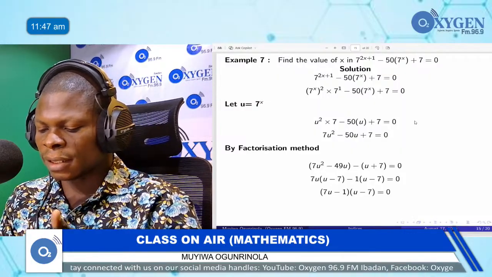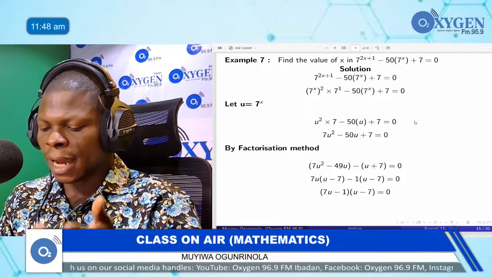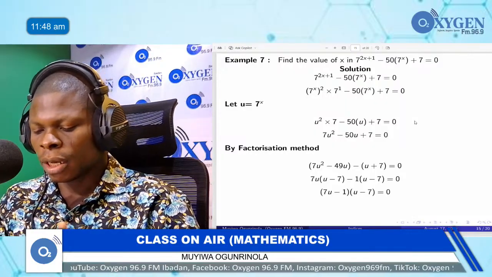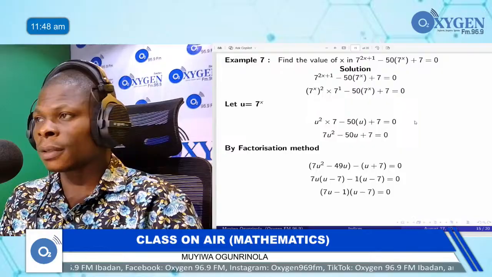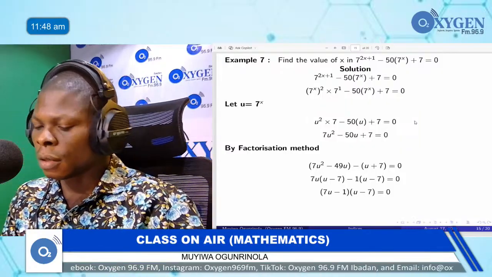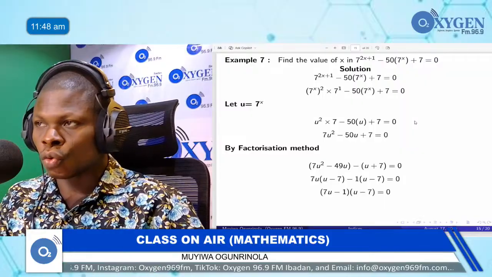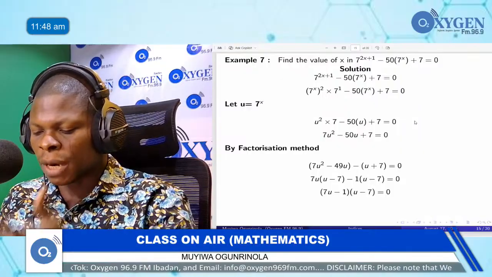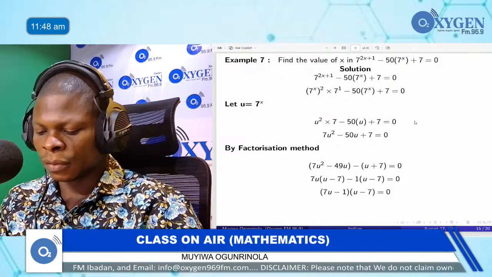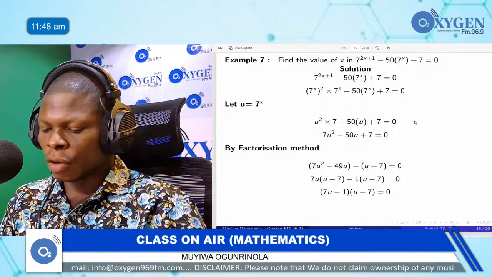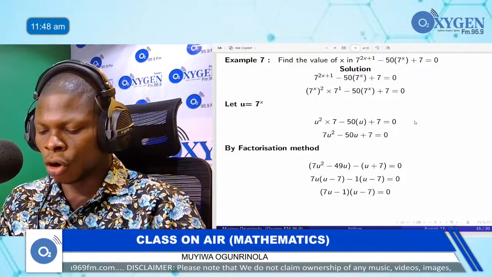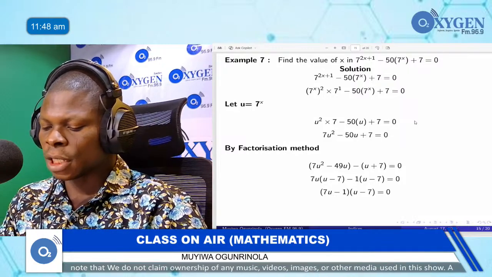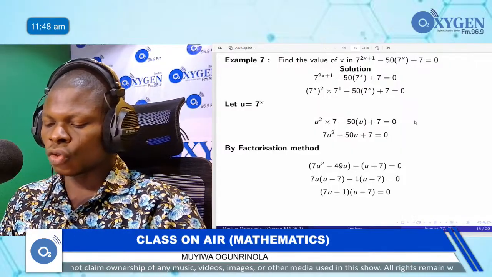Now we can rewrite 7 raised to power 2x as 7 raised to power x into bracket raised to power 2. Now let's use u to represent 7 raised to power x. So if we replace it, we are going to have u square times 7 minus 50u plus 7 is equal to 0. So this one will give us 7u square minus 50u plus 7 is equal to 0.